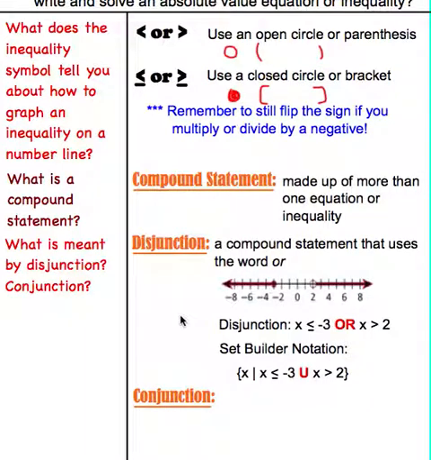So for example, a disjunction statement would be x is less than or equal to -3, or x is greater than 2. We can also write it in set builder notation where we use the curly brackets on the outside, and this reads that x is such that x is less than or equal to -3, and that's a union with x is greater than 2.